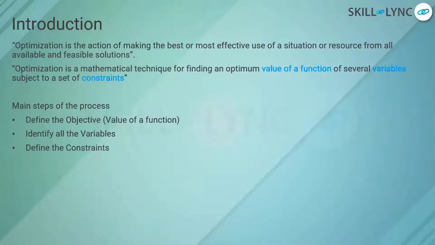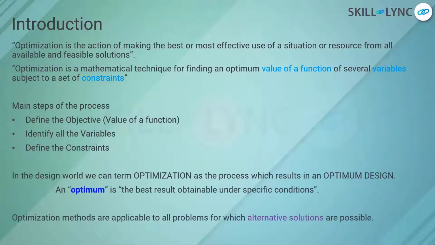These are the 3 steps of the process. First, we need to define the objective, or the value of the function that we are trying to optimize. We need to identify all the variables that are associated with it. And we need to define or understand the constraints.